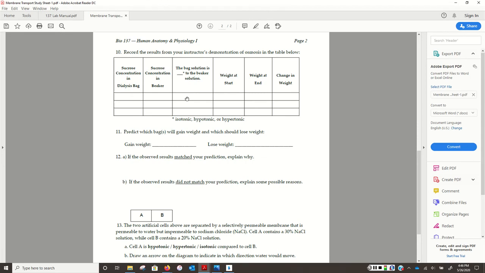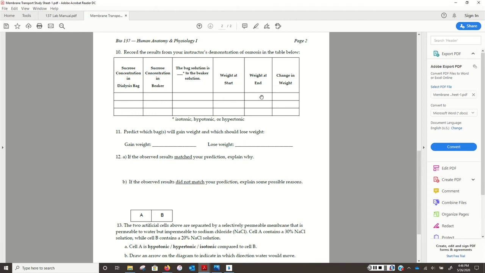Now, I've got some notes here from when I did this back in the spring. At the start, I weighed that bag before I put it down in the solution. And the bag was 26 grams. So go ahead and put that here. 26 grams. And then I let it sit for almost the entire class. At the end of class, I took the bag out and I weighed it again.